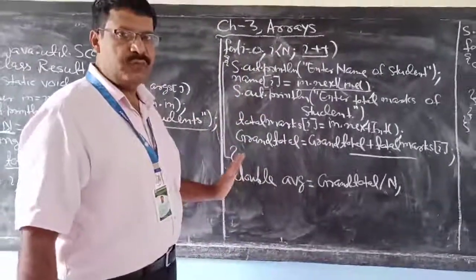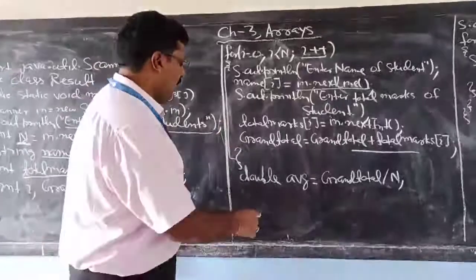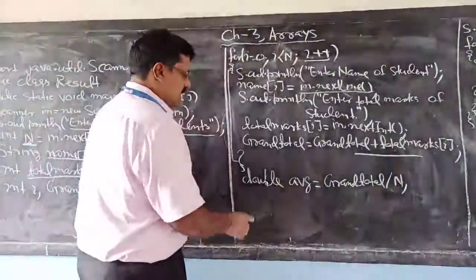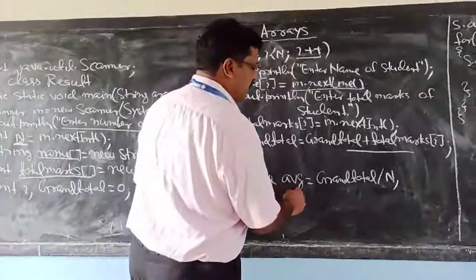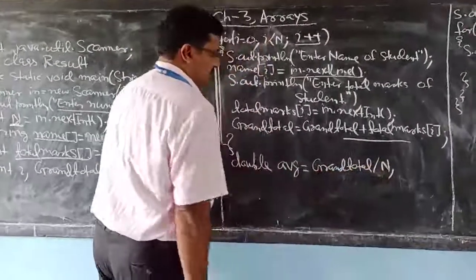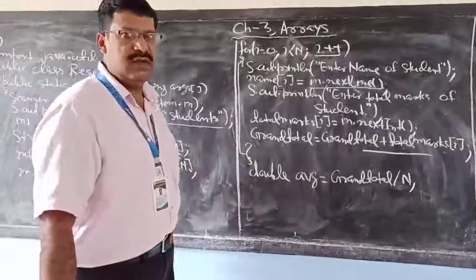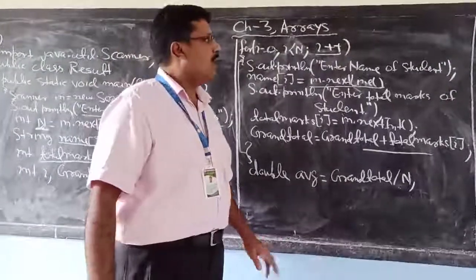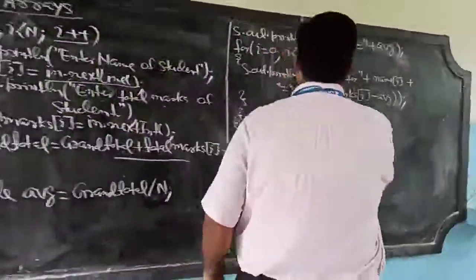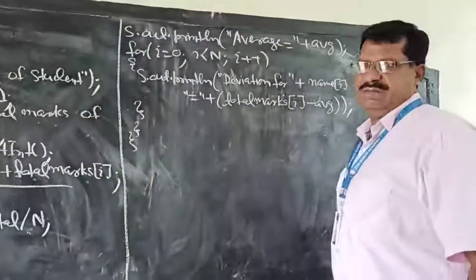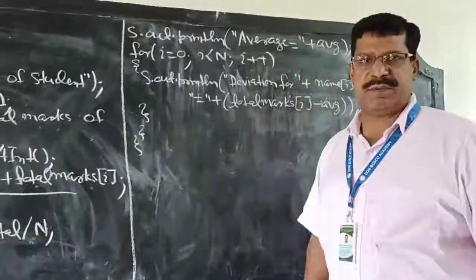After completing the loop, when all the inputting is done, come out of the loop and calculate the average. So double avg equals grand total by n. Divide the grand total by n, so that is the class average. According to the question, we have got the class average. Now System.out.println average equals avg. The class average is printed.